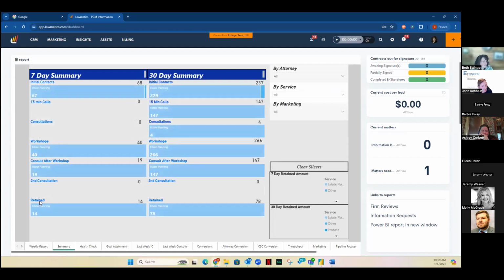Our total, this is our retain number, which is our signed, and those are 14 that were signed last week. Beautiful. How many do we have out for signature right now?